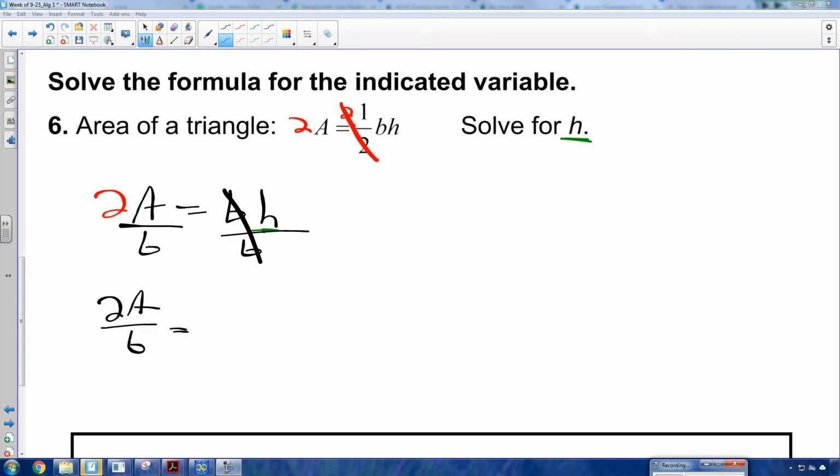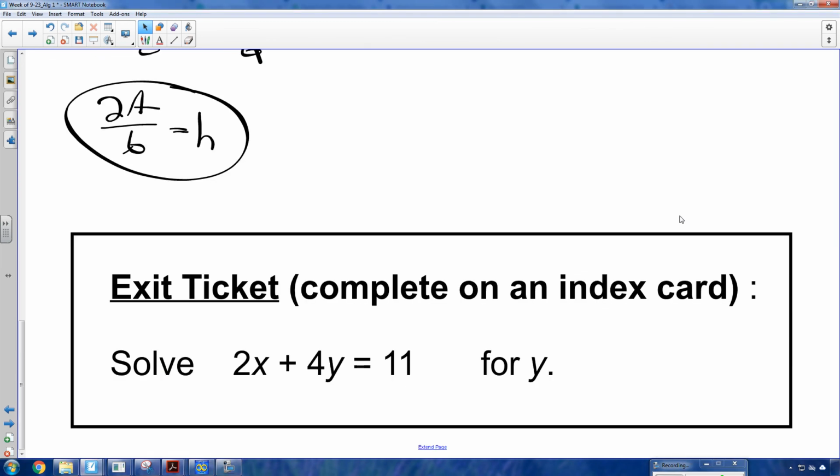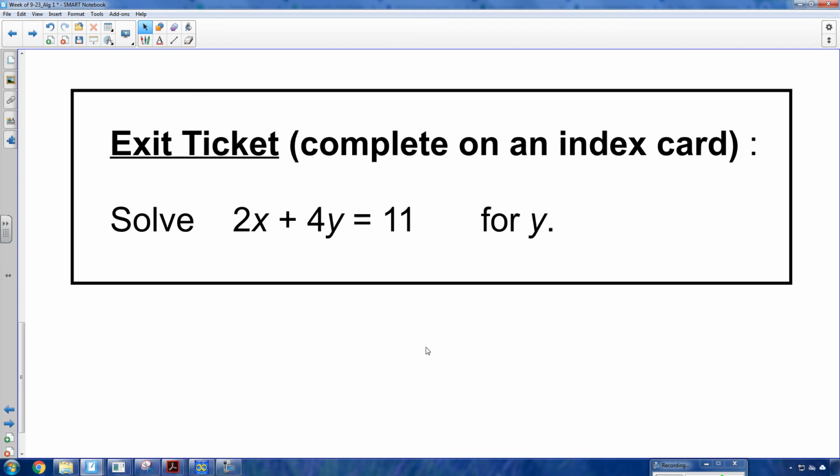I want to keep it short. We're going to wrap it up there. The last thing you'll do, if you're at home, this is a now you try. I want you to try this one on your own. And if you're in class, I'm going to ask you to complete this on an index card so that I can have that and take a look at how you did.